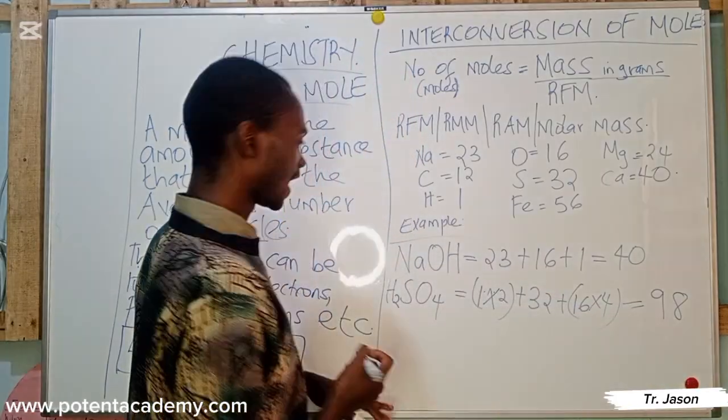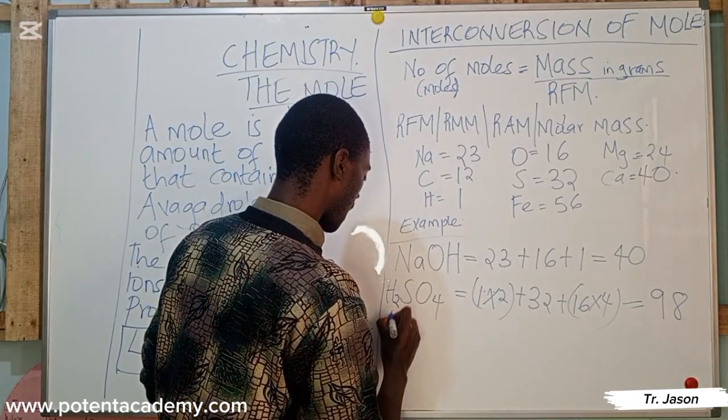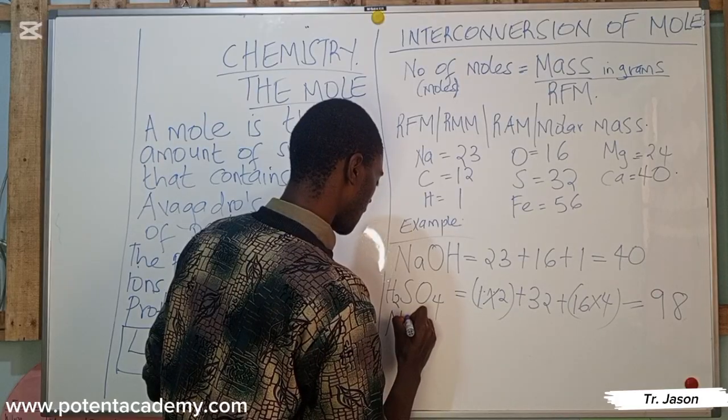Let us now calculate the RFM of ammonia. Ammonia is NH3.